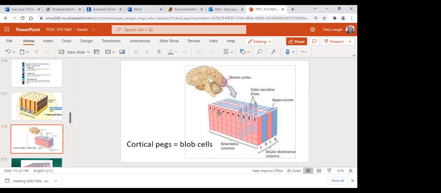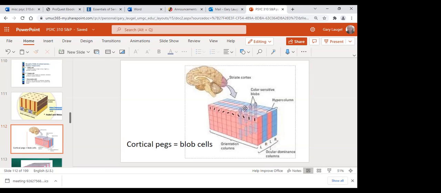Now, notice that embedded in these ocular dominance columns, as they're called, are these what are called blob cells. Right? Now, color sensitive blobs is what they're called. Sometimes they're called cortical pegs.